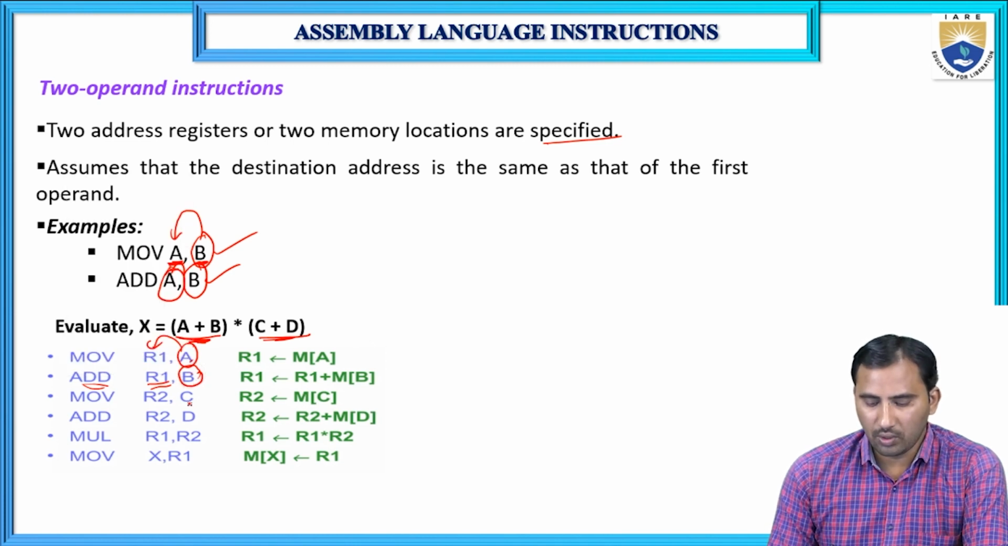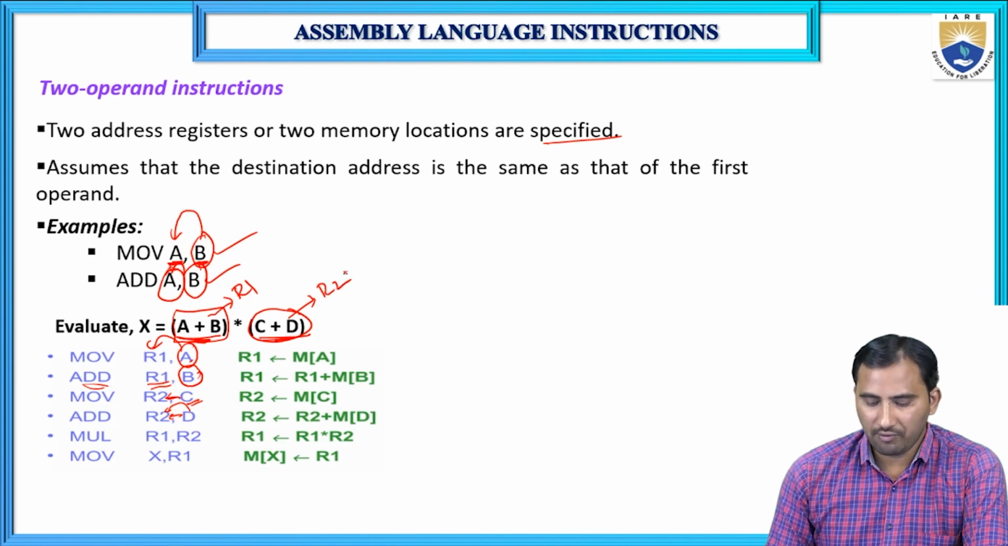Finally, the result will be stored in R1, and from there we are copying it to R2. Next one, move R2 comma C. So the C value we are copying to R2. The D value we are adding with the register R2. Now the A plus B result will be available in R1, and the C plus D value will be available in R2.